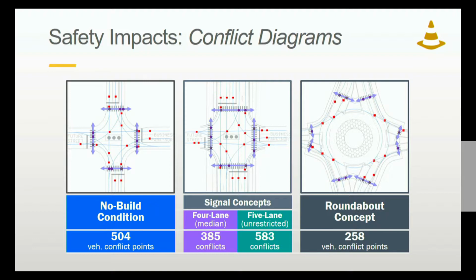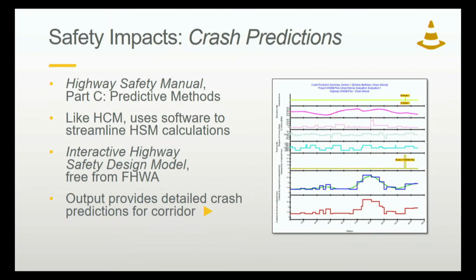So we showed where the risk was using these conflict diagrams, but how do we actually hit home that without access management provisions that people are going to get hurt with this? And that's where crash predictions can come in. Has anybody here used highway safety manual calculations? We have a couple of people who have experienced the thrill of using highway safety manual.